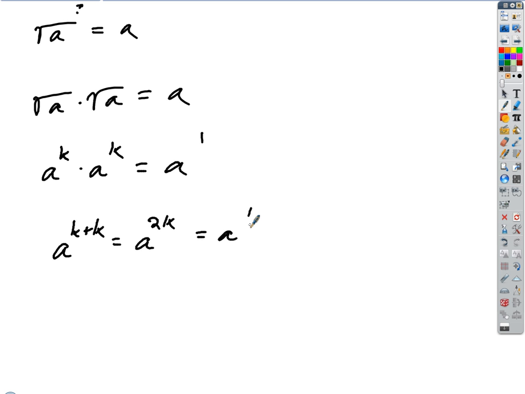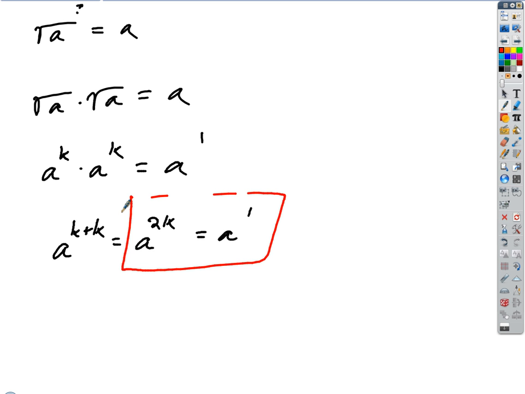Now, I want you to think about this for a second. When we get to chapter 8, we're going to learn some techniques for solving for unknowns in the exponents. But for now, we don't need anything fancy like that. If I know that a to the 2k equals a to the 1, so the bases are equal, for this equation to be true, what relationship has to exist?